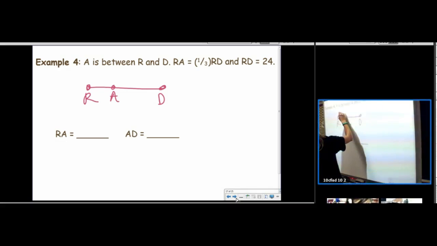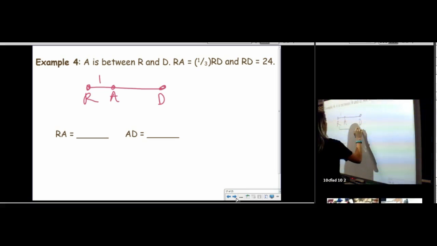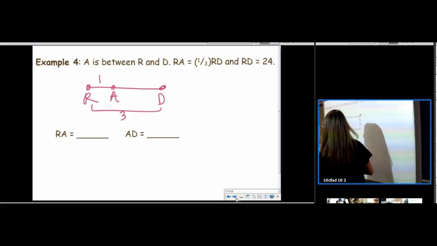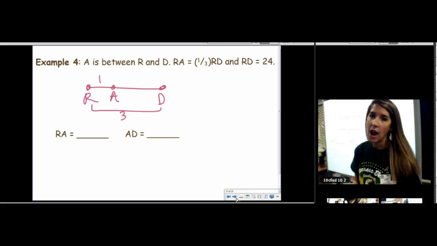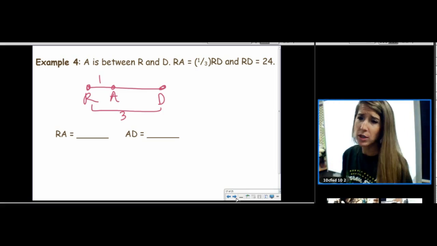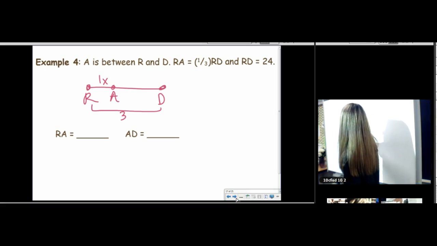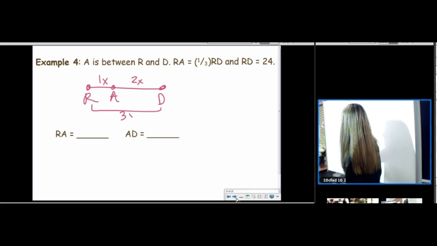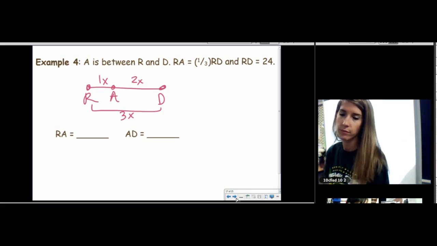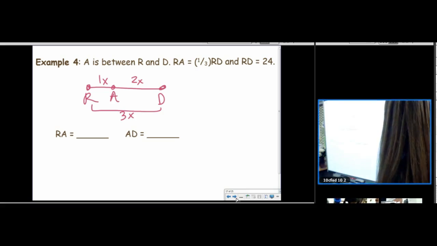So RA is one part of RD, which is 3. It's one of the 3 parts. I'm showing you too much, you don't have to do all this work, but I'm just showing you this could be one of the parts. This would be 2 of the parts, and this gets 3 of the parts. Just showing you a different way to think about it.